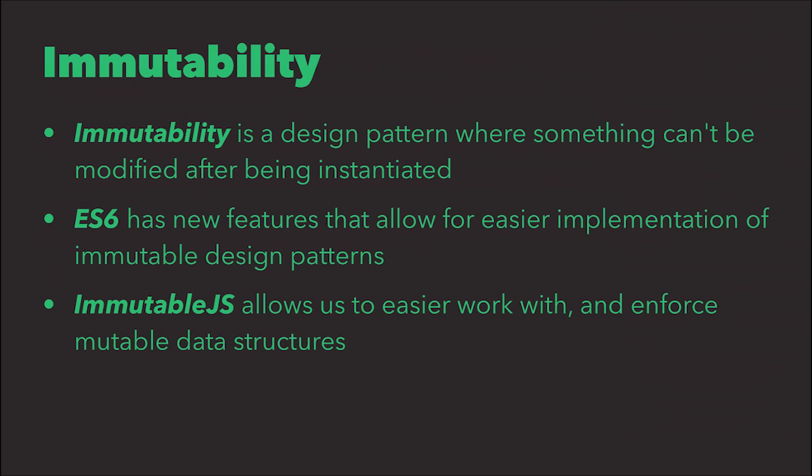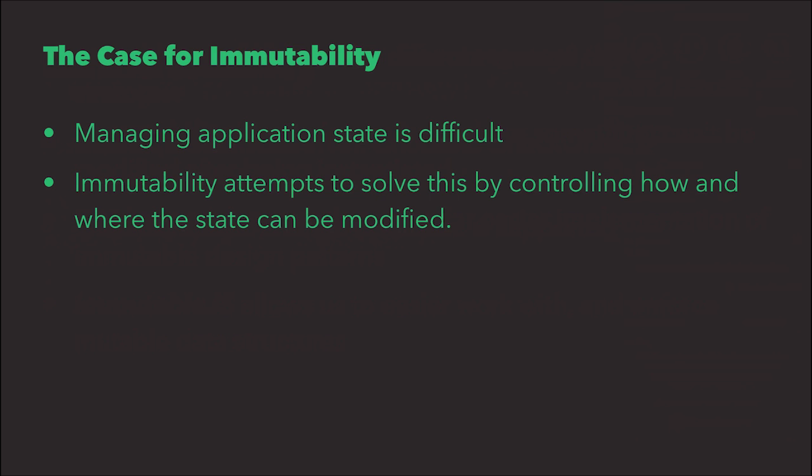ES6 has a few new features that allow for an easier implementation of immutable design patterns by having a few quick ways to create shallow copies of objects and arrays. But in practicality, it is better to use a library like ImmutableJS, which allows us to work with immutable data structures in an easier way, and also ensures that there is immutability within your application.